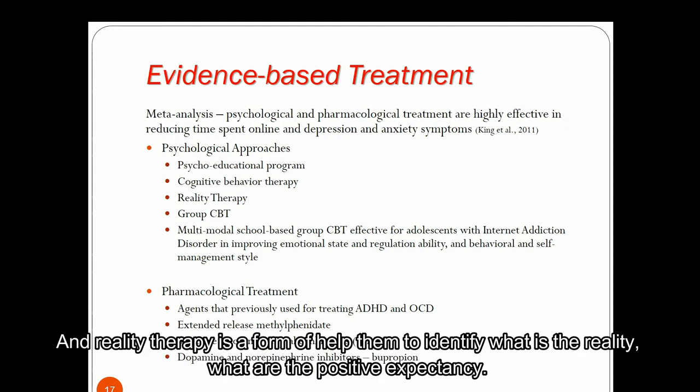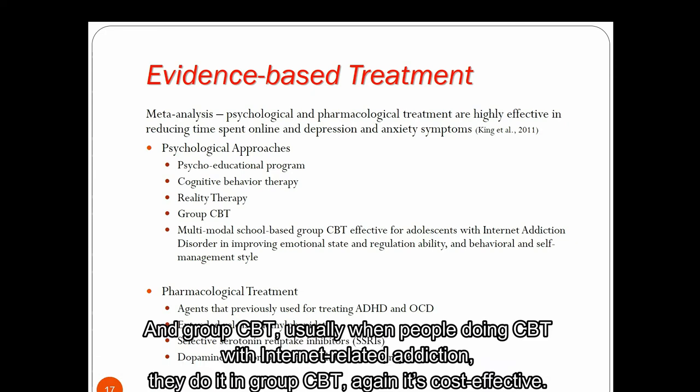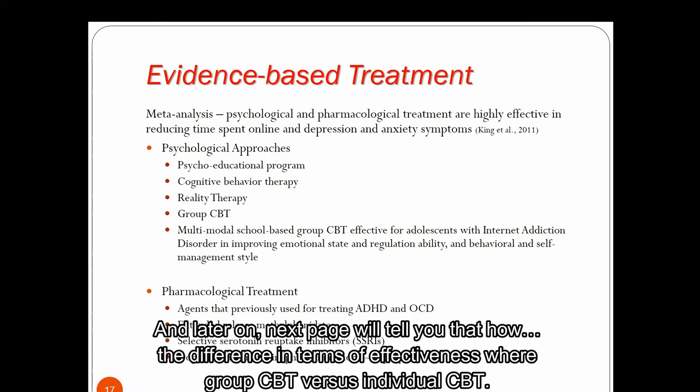And reality therapy is a form of helping them to identify what is the reality, what are the positive expectancies, is it real, or are you trying to magnify the positive effect and minimize the negative effect. And group CBT, usually when people do CBT with internet-related addiction, they do it in group CBT. Again, it's cost effective. Okay, and later on, this page will tell you the difference in terms of effectiveness, group CBT versus individual CBT.